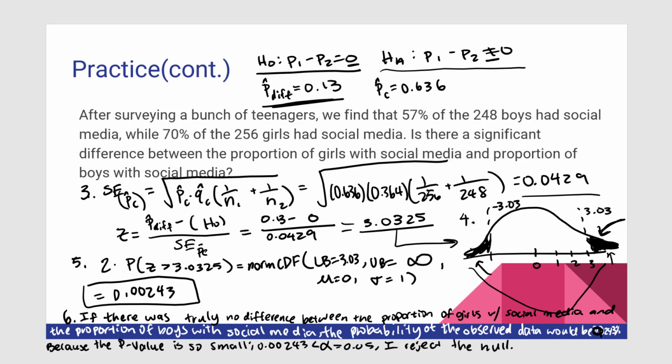So that is it for a two-proportion hypothesis test. From now on, we'll basically be running off of the same template for the hypothesis tests on means and two means. So everything should get a lot more familiar from now on.